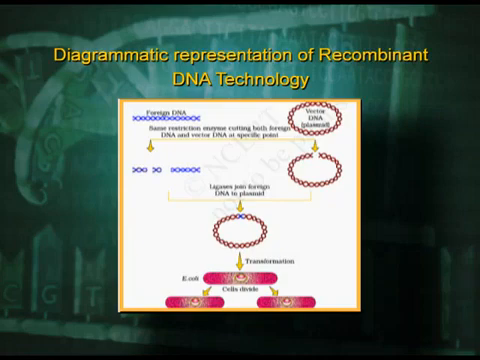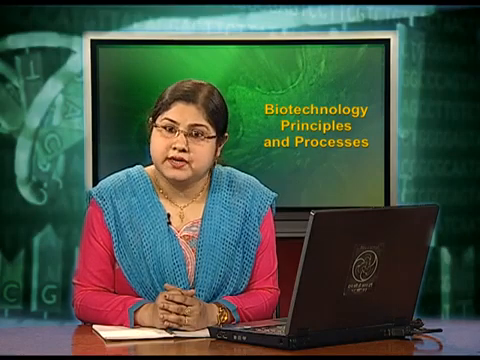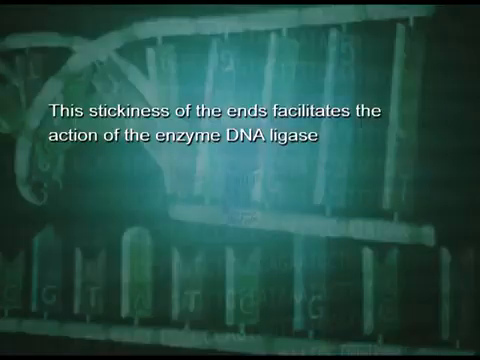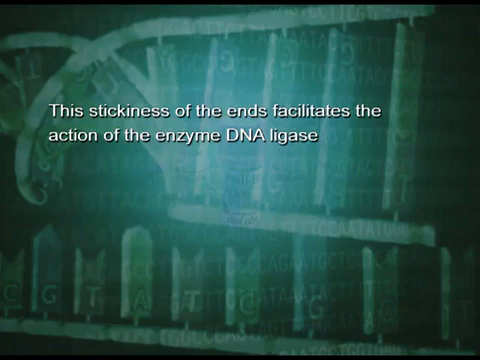Here, the restriction enzymes cut the strand of DNA a little away from the center of the palindrome sites, but between the same two bases on the opposite strands. This leaves single-stranded portions at the ends. We can see that there are overhanging stretches called sticky ends on each strand. These are named so because they form hydrogen bonds with their complementary cut counterparts. This stickiness of the ends facilitates the action of the enzyme DNA ligase.